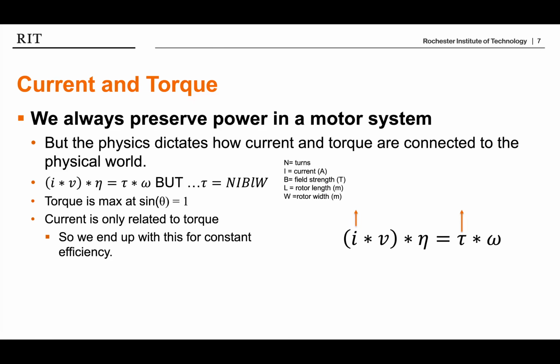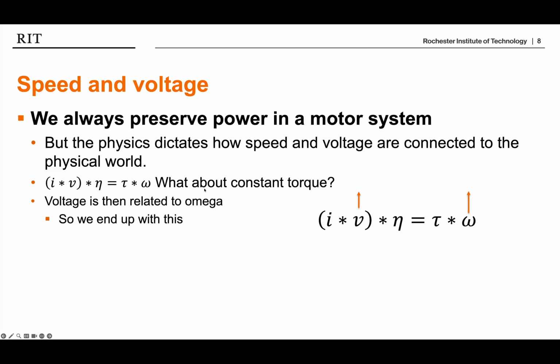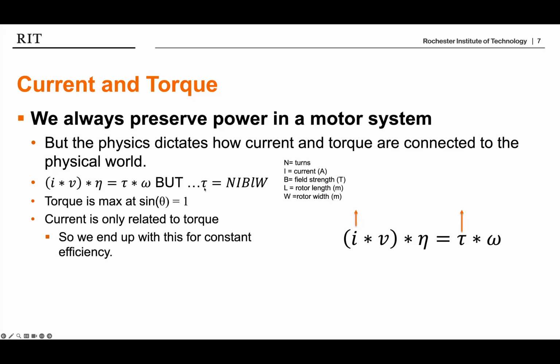But my power out has torque in it, and torque is dependent on current. And my power in has current. So my torque must be dependent on my current. More current, more torque. And sure enough, that turns out to be true. So current is really the only thing I have at hand to get more torque out of my system.